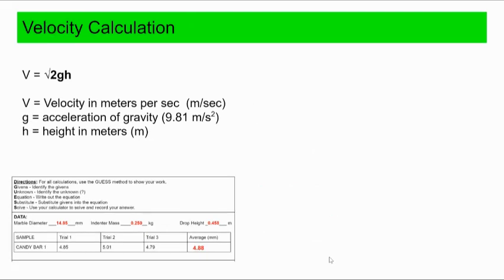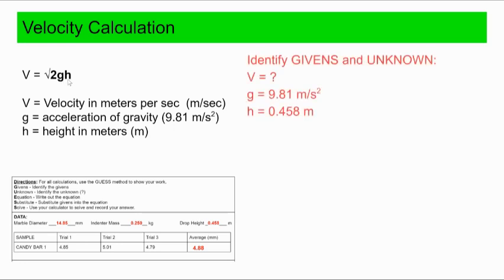Now we need to do our second calculation, our velocity. So the velocity is the square root of 2 times acceleration due to gravity times our height in meters. So to do this equation, I'm going to first start by identifying my givens. Gravity is always 9.81 meters per second squared. Height is the same as what we used in the last equation, 0.458 meters. So since I've identified my givens, I can now plug them into the equation.